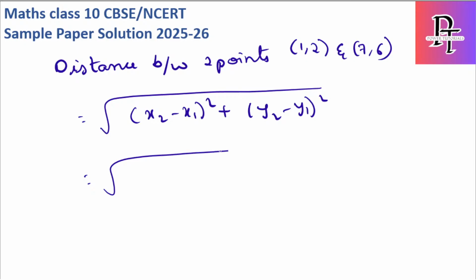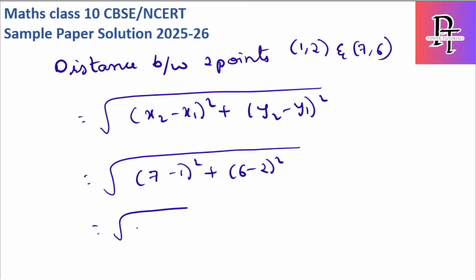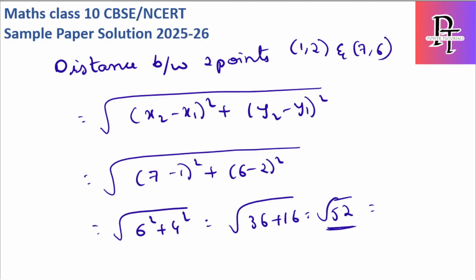So this becomes root of (x2 minus x1), which is (7 minus 1) whole square, plus (y2 minus y1), which is (6 minus 2) whole square. So this becomes root of 6 square plus 4 square, which is 36 plus 16, which is equal to root of 52. Or else if you divide by 4, 4 ones are 4, 4 thirteens are 52, so 2 root 13 is the distance between these 2 points, (1, 2) and (7, 6).